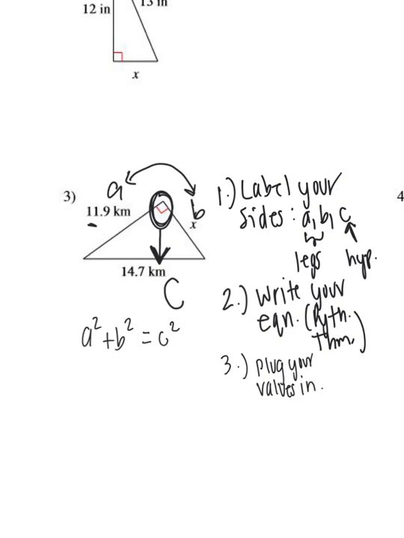What are my values? I'm going to look up here and think, okay, what did I label side A? Well, that is 11.9. So down here, when I'm plugging things in, where I see an A, I'm going to say, okay, that's 11.9. And you have to remember to put that squared up there. If you don't square your values, you're always going to get the Pythagorean theorem wrong. You have to square your values. So it can't just be 11.9. It's 11.9 to the second power.